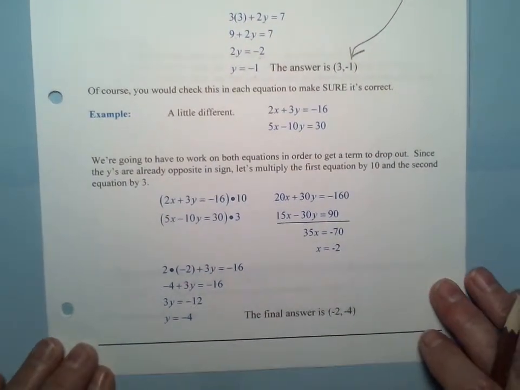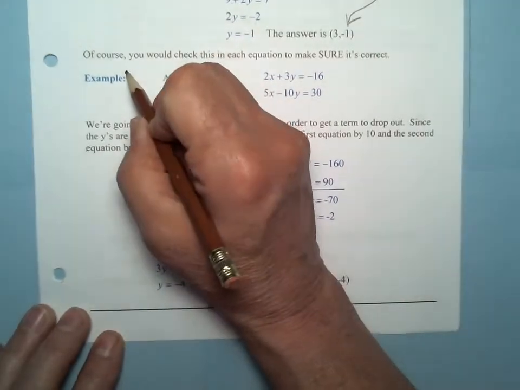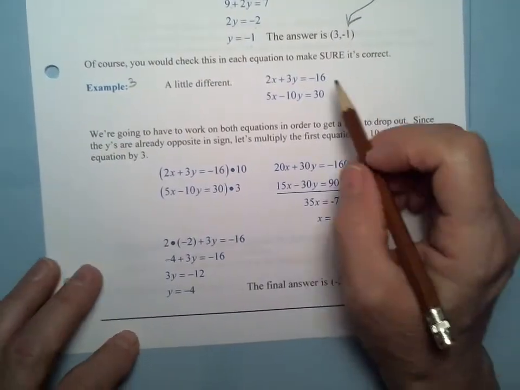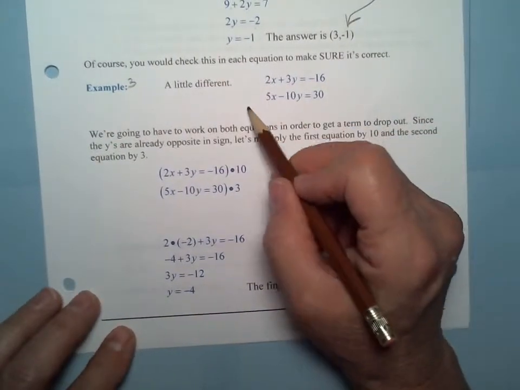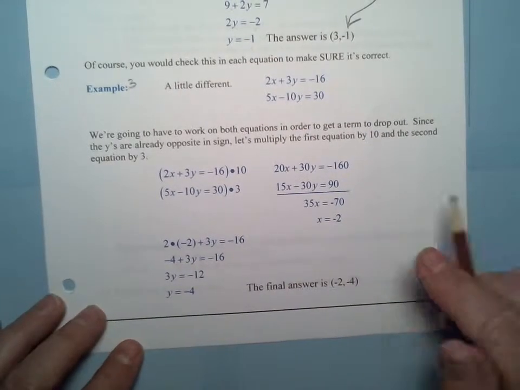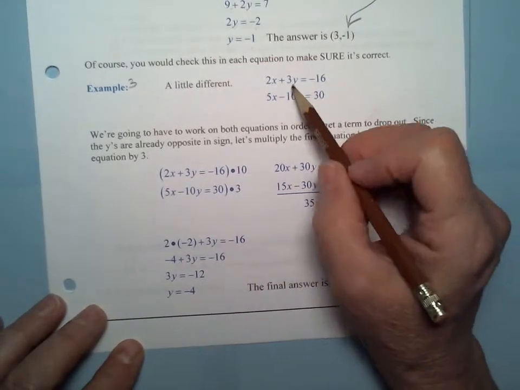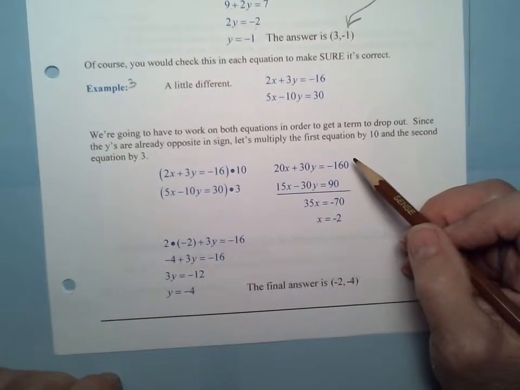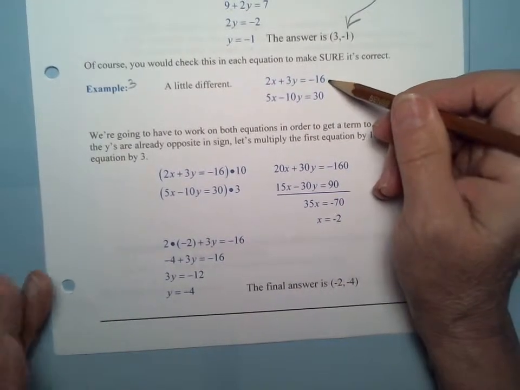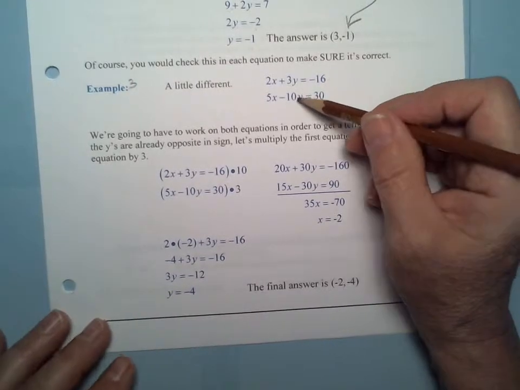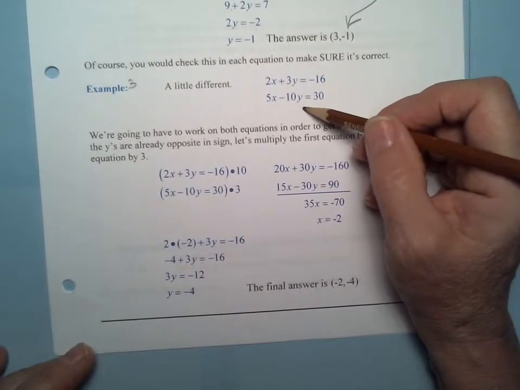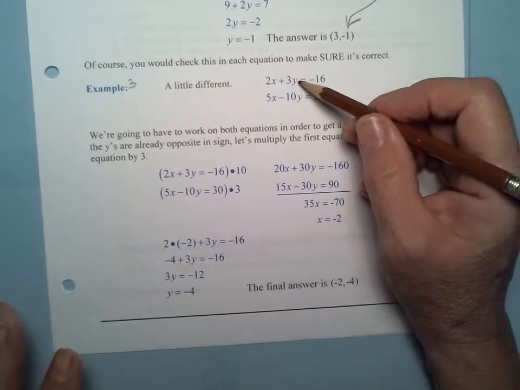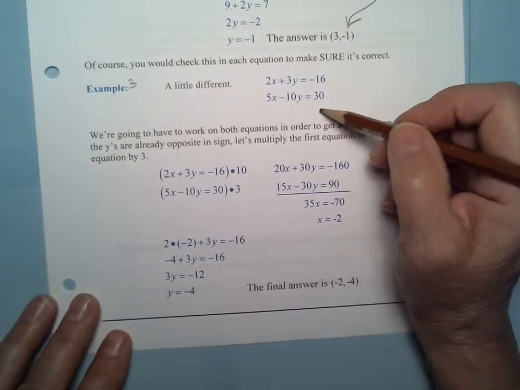So now I'm going to quickly go through example number 3. I think I have enough time. Let's take a look at it again. The only thing that I see that's kind of appealing is here I have a positive and a negative. So I kind of like that. But I can't just take one of the equations and multiply it by something and have it drop out. But what I can do is multiply each of the equations by something.